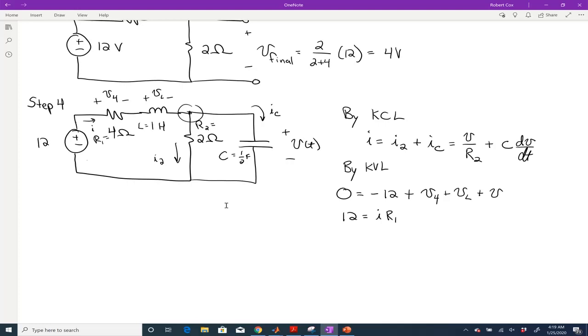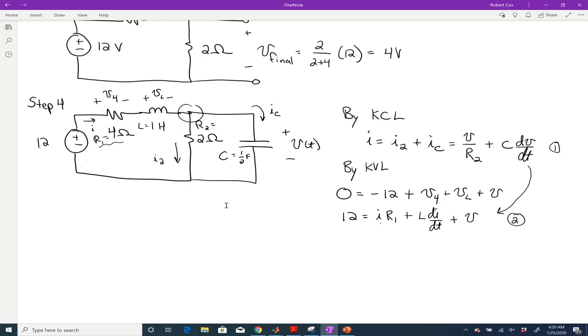All right, so instead of using the 4 ohm resistor value, I'm going to call this guy R1. All right, V sub L is L di by dt. All right, and V is just V. So I see here I've got two equations. This is one of them. This is the other one. Well, what I'm going to try to do is take this equation and plug it into here.